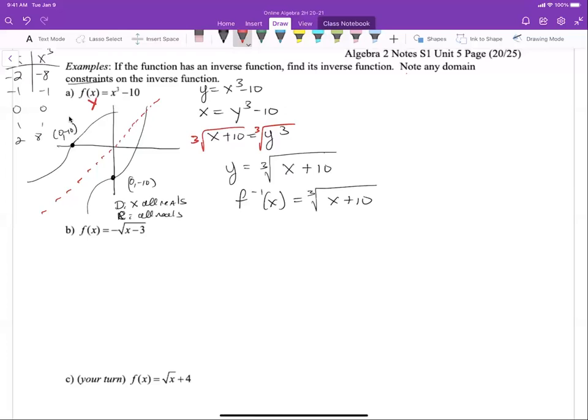Now, it asks for any domain constraints on the inverse function. Well, the range of my original function becomes the domain of my inverse function. And since my range had all reals, there are no domain restrictions on my inverse function.